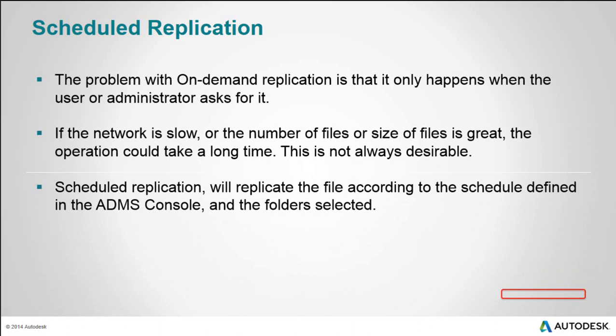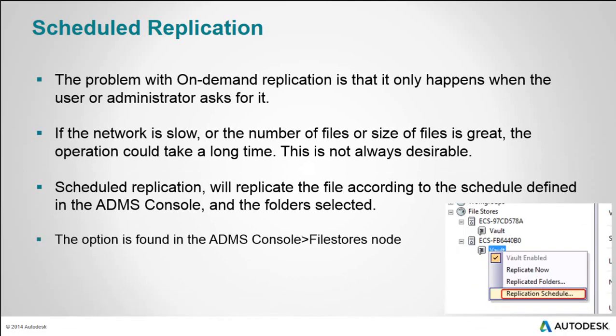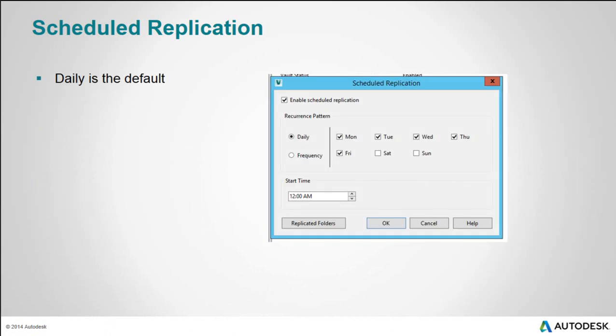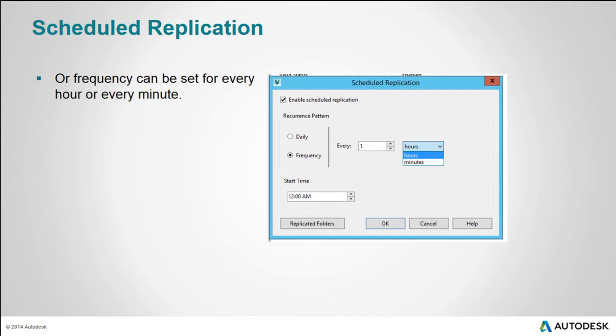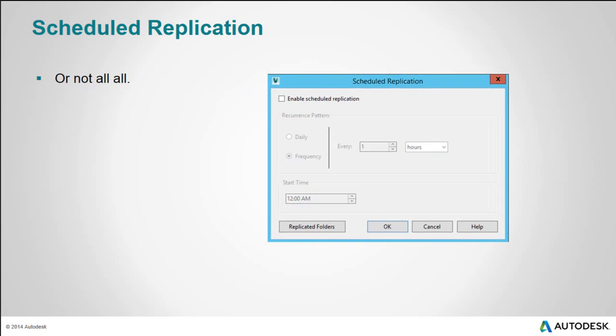Scheduled replication will replicate the file according to the schedule defined in the ADMS console and the folders selected. The option is found in the ADMS console Filestore's node. By default, the option is daily, or the frequency can be set for every hour or every minute, or not at all.